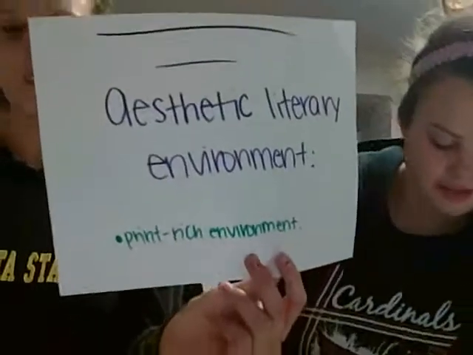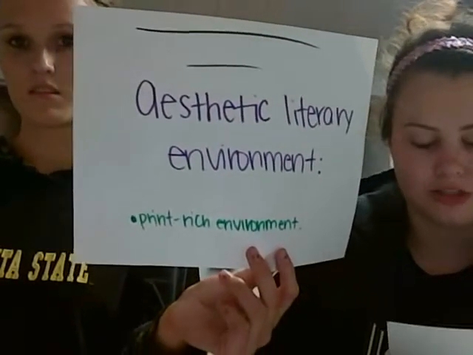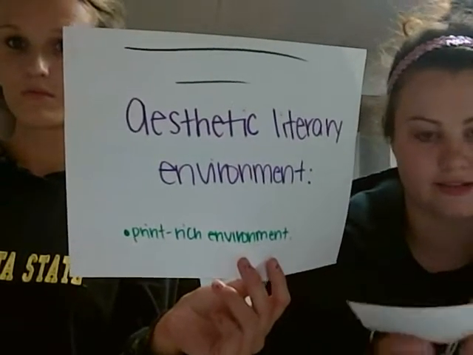Building block number 4 is aesthetic literary environment. Needs to have a print-rich environment because it is important for kids to participate in the design of their own classroom.